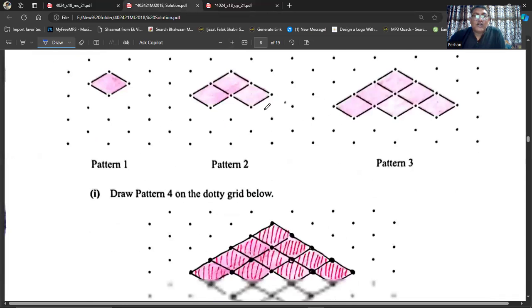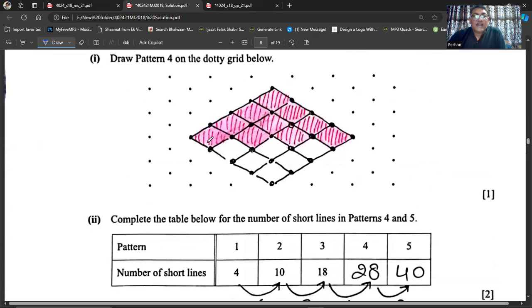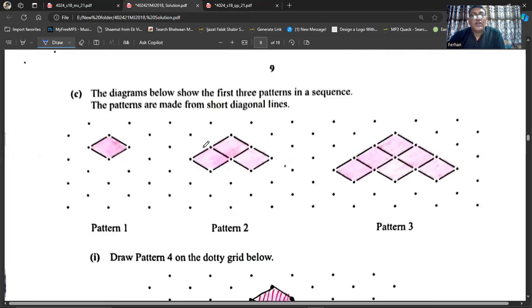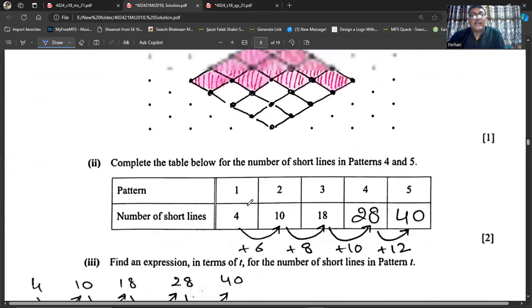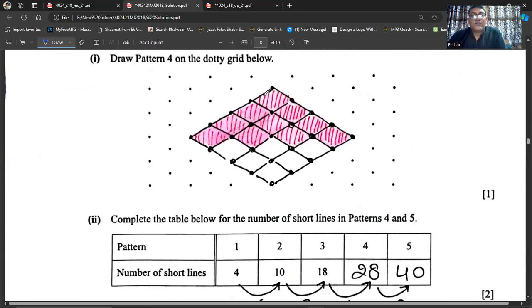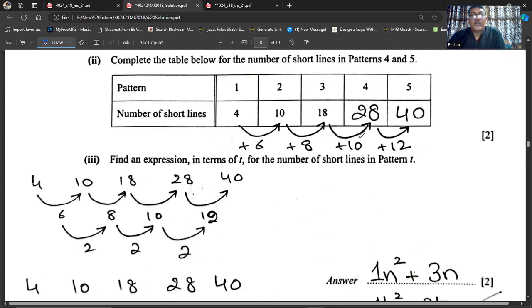So basically, here I have 4, then 3, then 2, and then 1. This is how these shapes are made. So how many short lines are here? You have 4. Here you have 1, 2, 3, 4, 5, 6, 7, 8, 9, 10. So you will write 10 here. So in the pattern number 4, the number of lines is 1, 2, 3, up to 28. So here you will have 28.